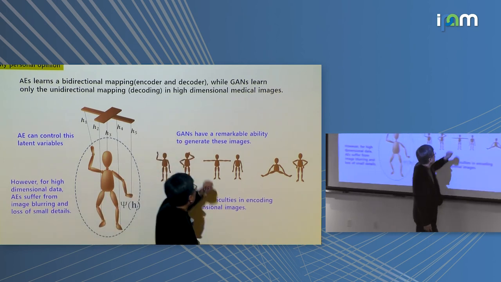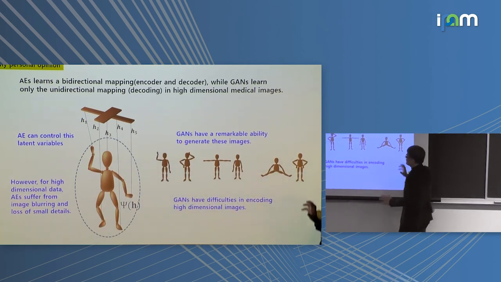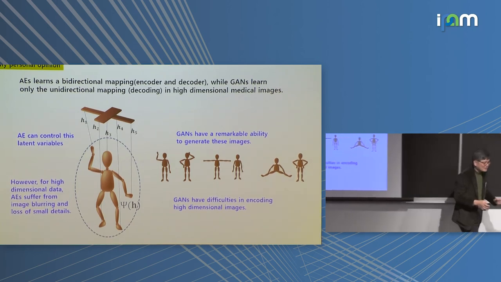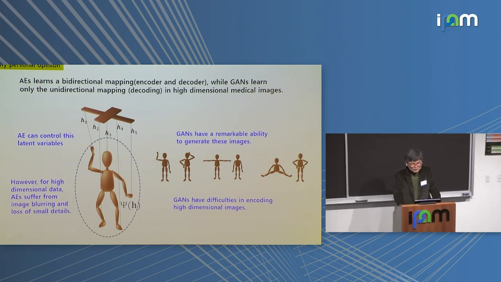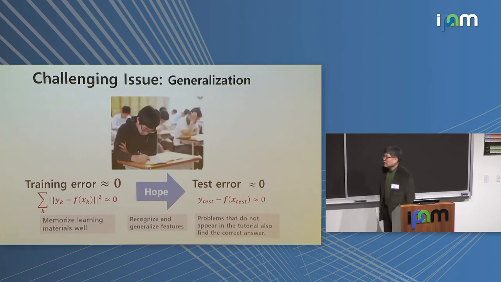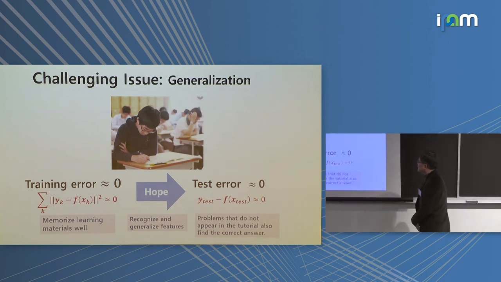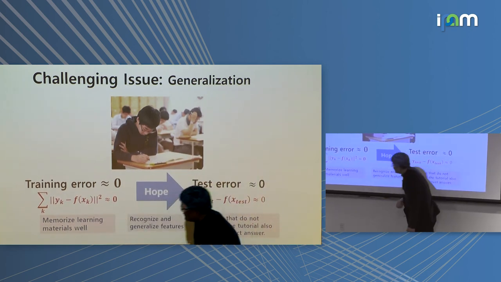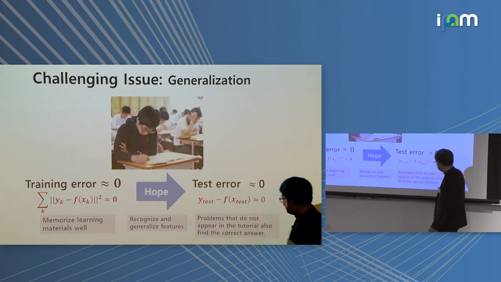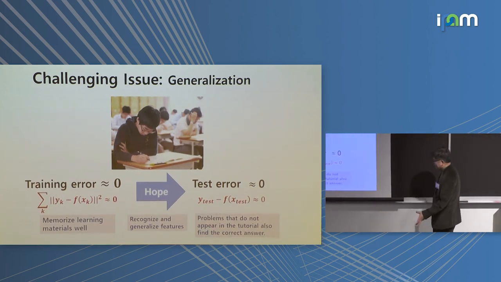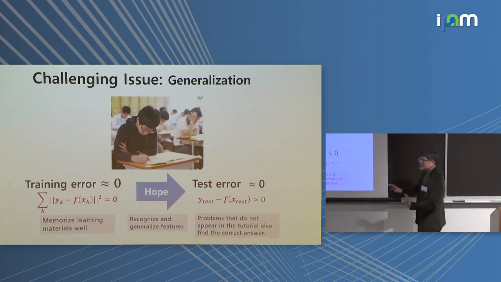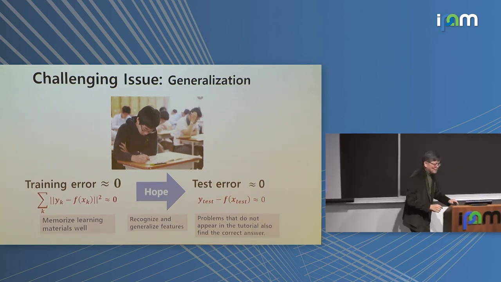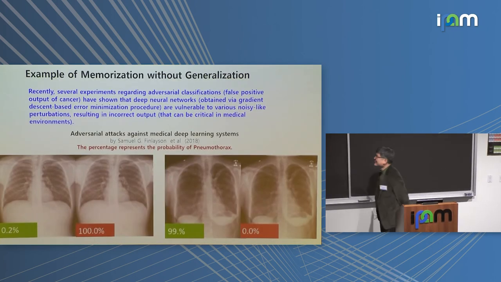And GANs have a remarkable ability to generate all kinds of images, but GANs have difficulty in encoding high-dimensional images. That's our trouble so far. And the other challenging issue is generalization, okay? You have children, and they study and memorize the learning material very well. We hope that a problem that does not appear in the tutorial they also find the correct answer for. That's our hope, to recognize generalized features. That is not simple anyway, but there are a lot of examples.